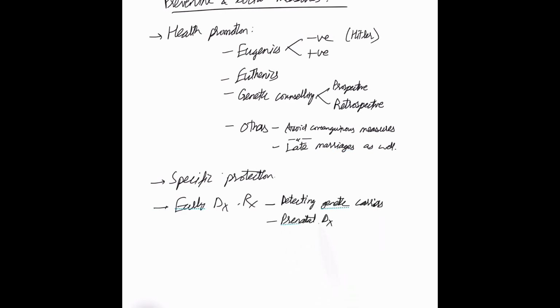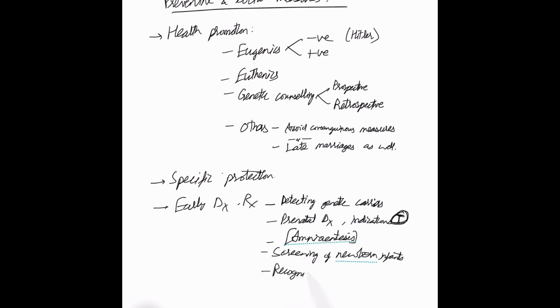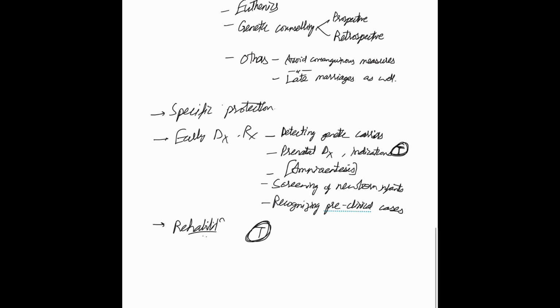And then specific protection, we also have early diagnosis and treatment like detecting genetic carriers, prenatal diagnostic techniques, and the indications for which is the table, and a small note on amniocentesis, the screening of newborn infants, and recognizing preclinical cases, and of course rehabilitation and disability limitation. There's a small table for this as well. So that brings us to the end of this chapter.